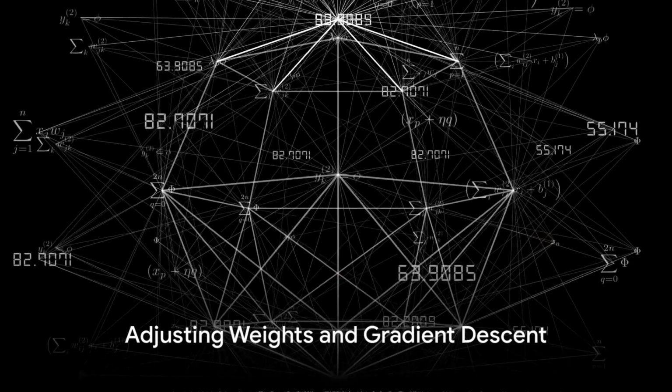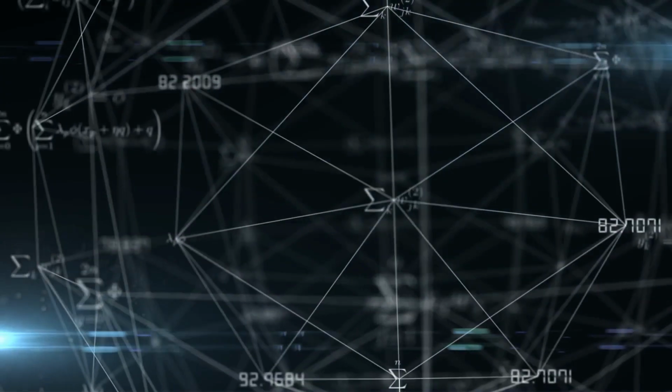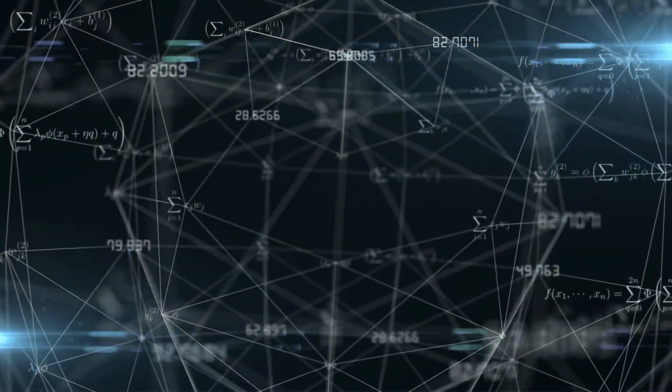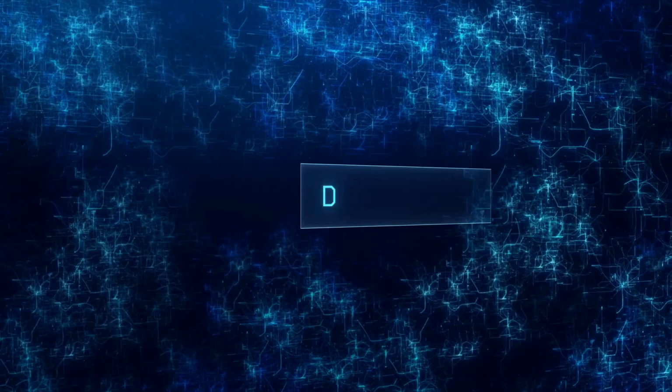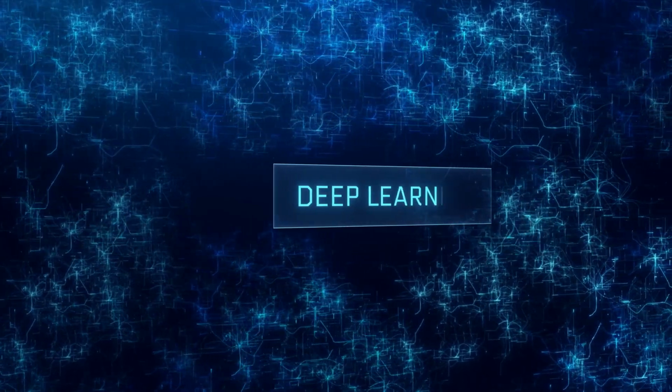But what does this adjustment look like? Well, the network calculates the derivative of the error with respect to each weight, essentially measuring how much a small change in the weight would affect the error. It then adjusts the weights in the opposite direction of the gradient to minimize the error. This is done using a technique called gradient descent.